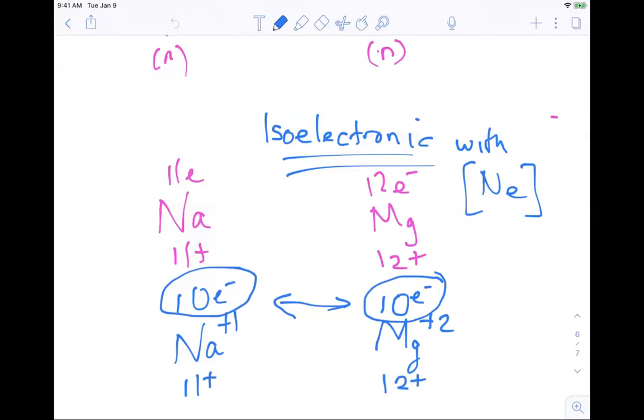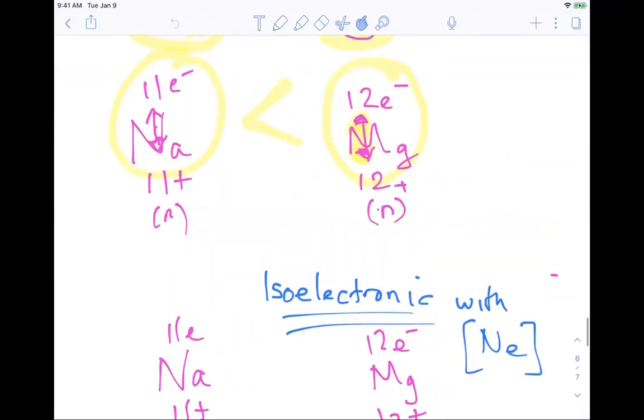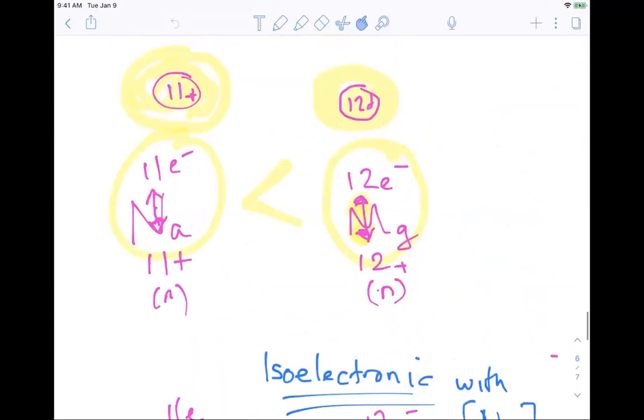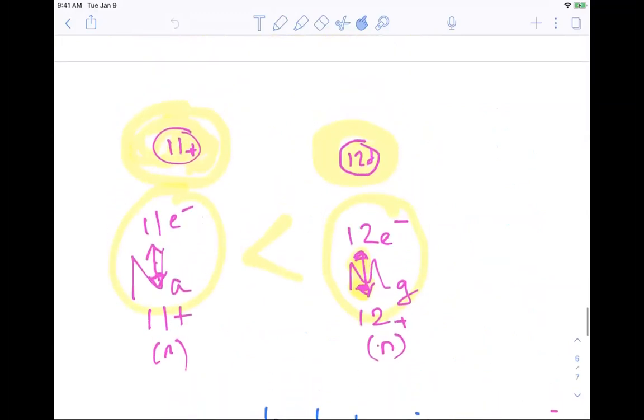Okay, so anyways, we were talking about the size of the atom. So as you go from sodium to magnesium, this has a greater charge. The plus 12 and the minus 12 are attracted more strongly than the plus 11 and the minus 11. So magnesium is smaller than sodium. So if I was going to draw an atom, here's my sodium atom. Here's my magnesium atom. It's smaller.